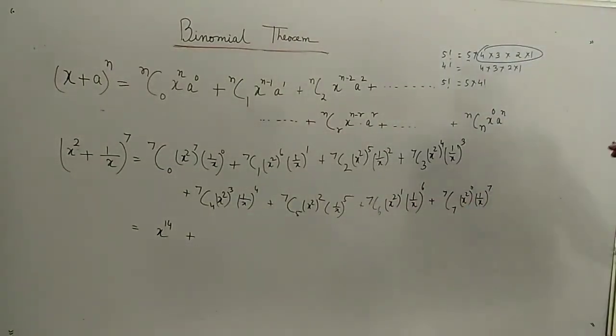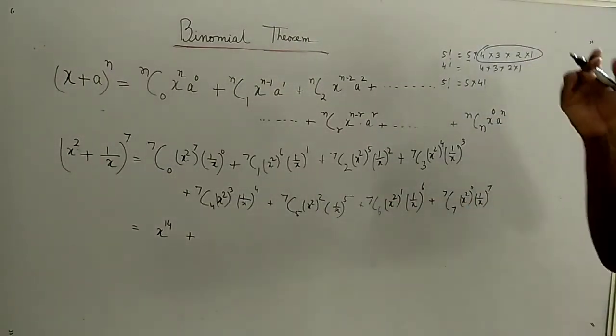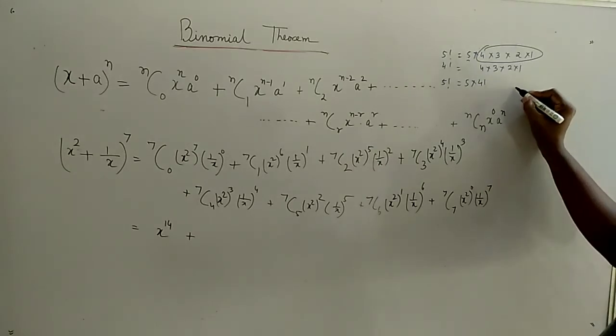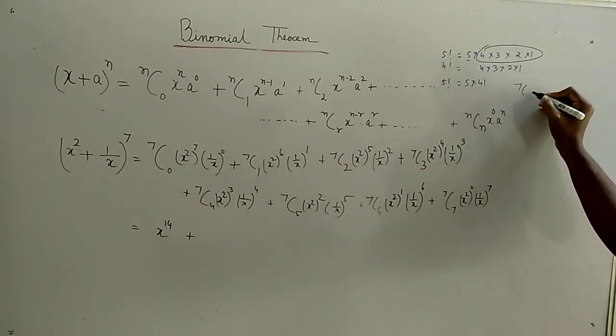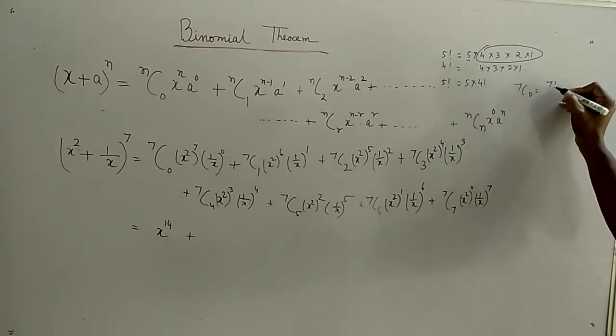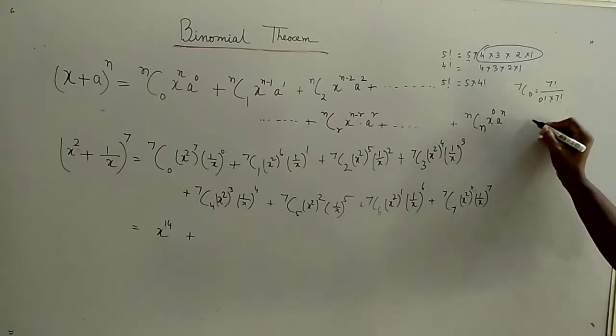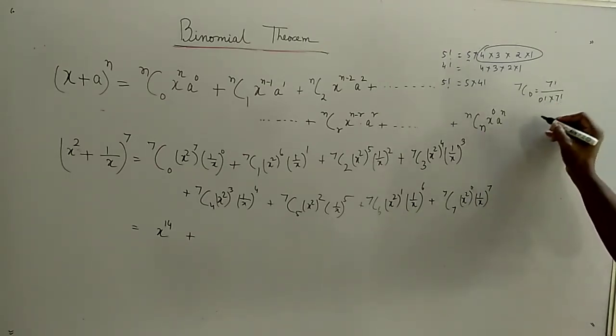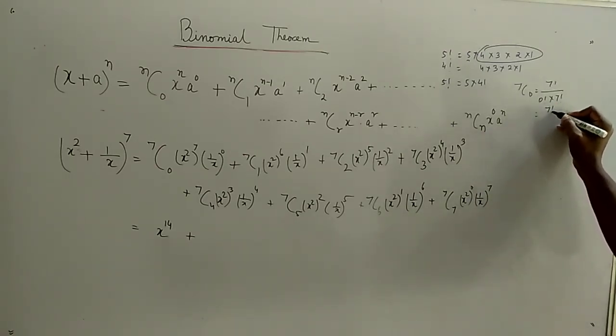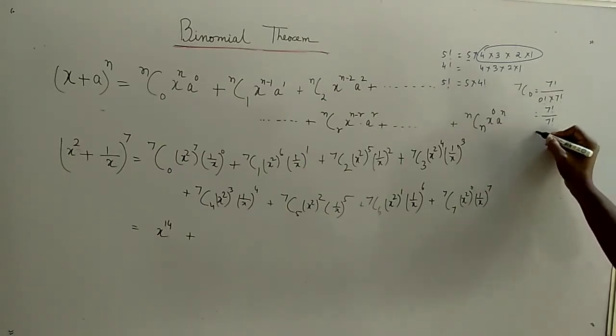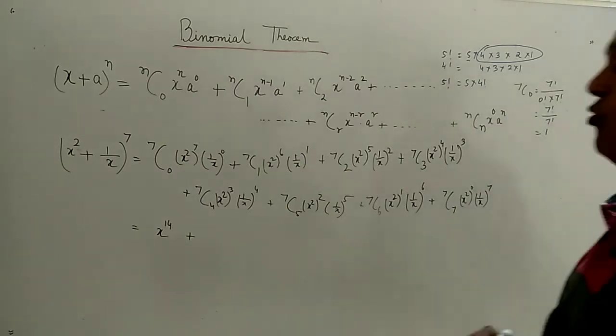Now let me explain how I got this 7 factorial. 7C0 will be 7 factorial over 0 factorial into (7 minus 0) factorial, and 0 factorial is also 1. So this answer will be 7 factorial over 7 factorial, and this gives you the answer 1.